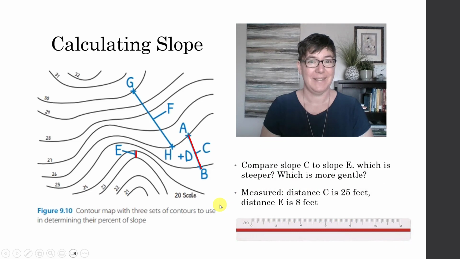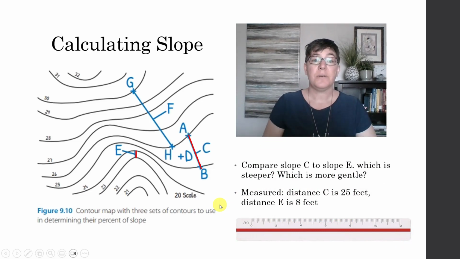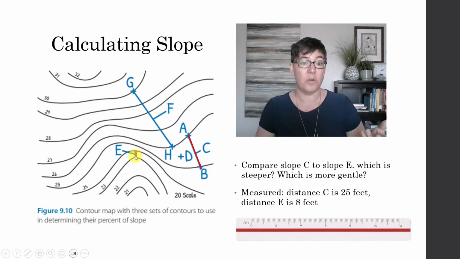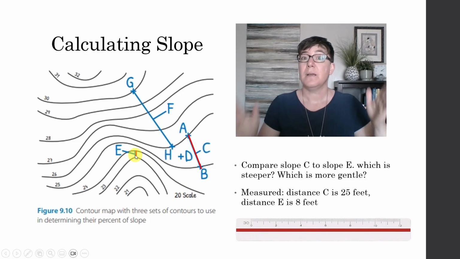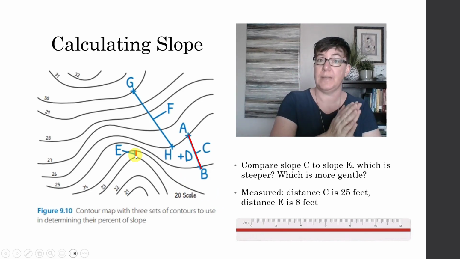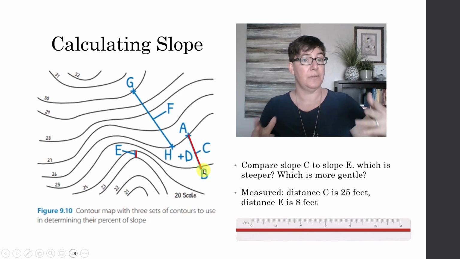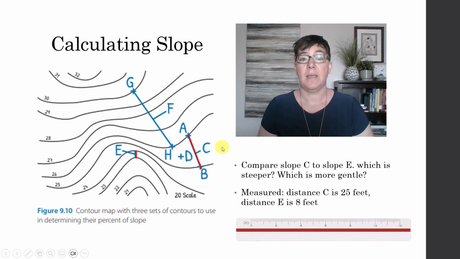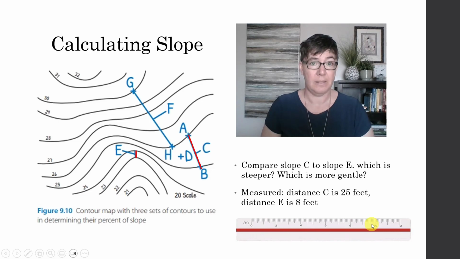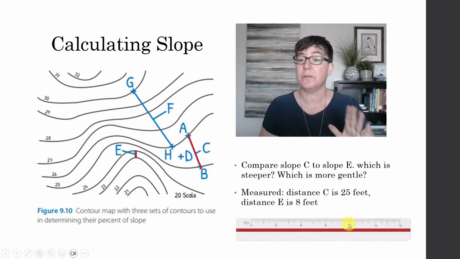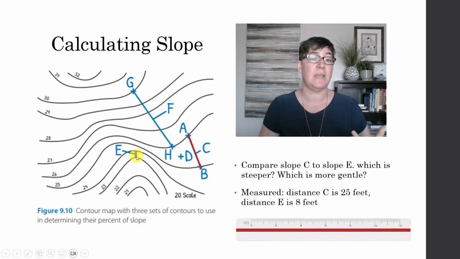Are you ready? Okay, the answer is that slope E is much steeper, because the contour lines are closer together. Slope C is more gentle because the contour lines are farther apart. And you can pull out your scale and measure the distance between to find this out numerically. Turns out distance C is 25 feet and distance E is 8 feet.